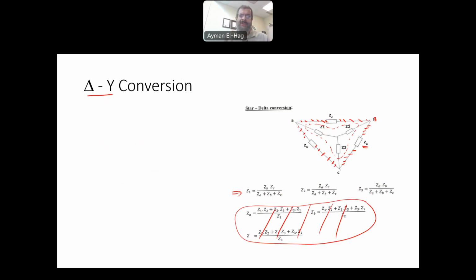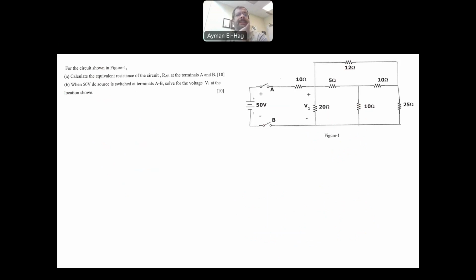Now, let's go to the question. The question has two parts. First, I want to find RAB between points A and B. There are no sources connected, so let's forget about part B now. I want to find the equivalent resistance.